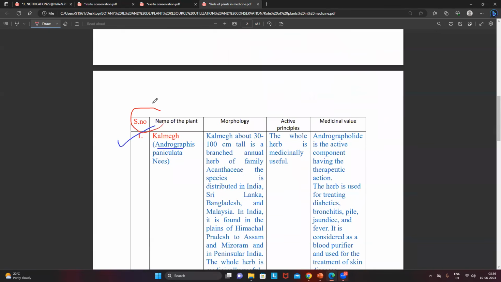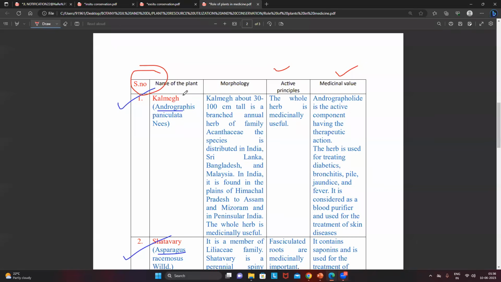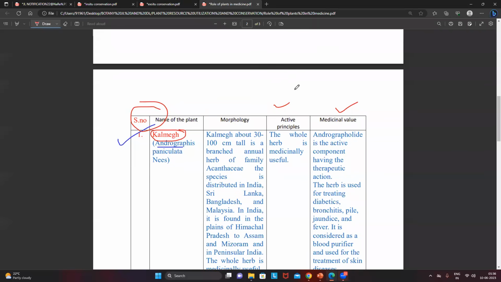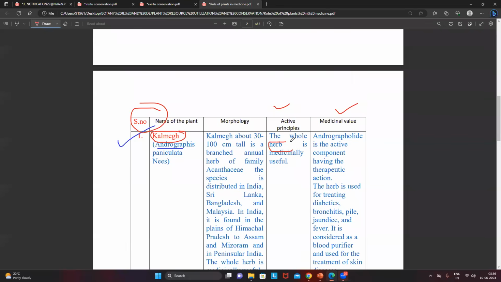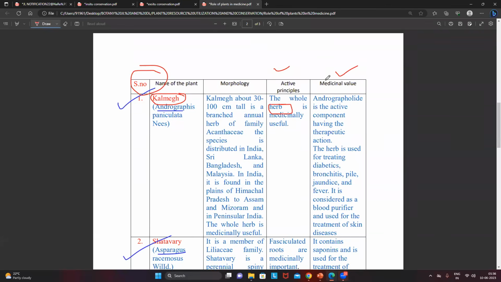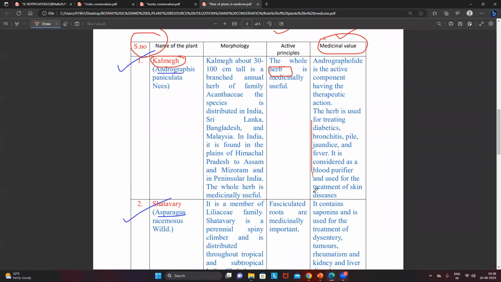Which is the active principle? What do I mean by that? Which is the active principle and what is the use? 99% you can expect it in a matching question, or in a direct statement-related question. Suppose you see Kalmegh. In Kalmegh, which is the most medicinally useful part of the herb? This is the question you can get directly. And 90% you can get the question from the uses. This Kalmegh is used in what kind of diseases? Only these things you have to remember.